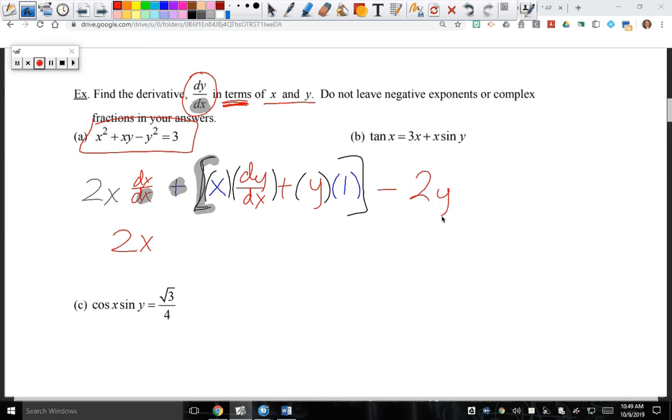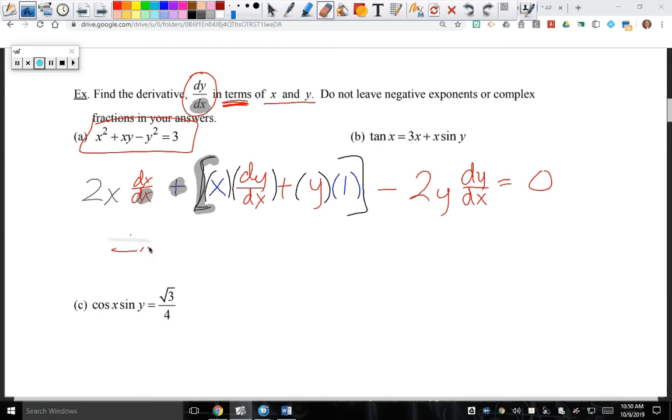2y times dy over dx. Perfect. The derivative of the constant is equal to what? 0. Cool? Now, we just took the derivative, the first step. The next step is to get what by itself? dy/dx.